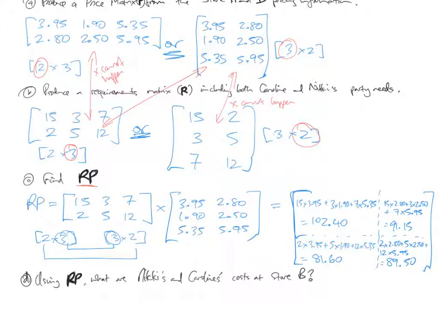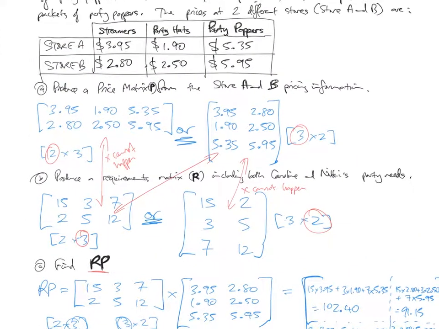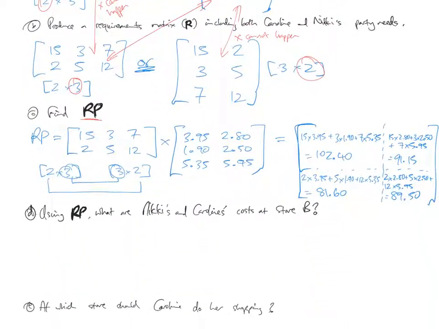So using that, what are Nikki and Caroline's costs at store B? Well, we know that Nikki is the second one. Nikki spent $89.50 at store B, and Caroline spent $91.15 at store B. So add them together, 180.65 total at store B.